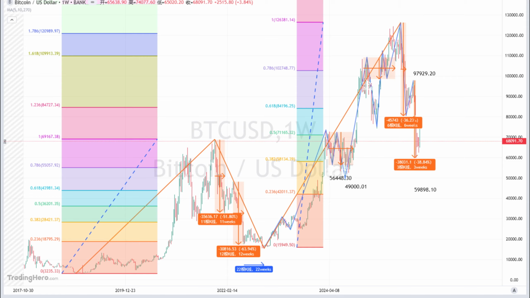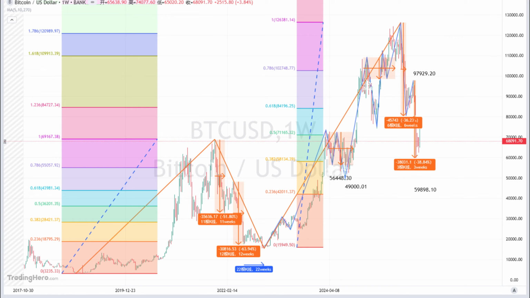Using Chan theory's stroke trend analysis, starting from the high of 97,929.2, the decline is not yet complete in terms of time. At least one more candlestick is needed to form a new low, meaning the bottom pattern hasn't appeared yet.